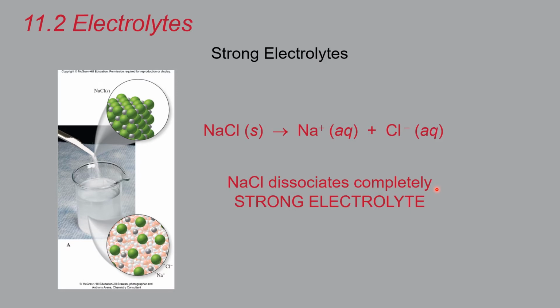Now, unless you are talking about truckload quantities into a gallon or so of water, all of the sodium chloride is going to undergo this process. You will have no NaCl units, it's all Na+ and Cl-. And when something does that, we refer to it as a strong electrolyte.